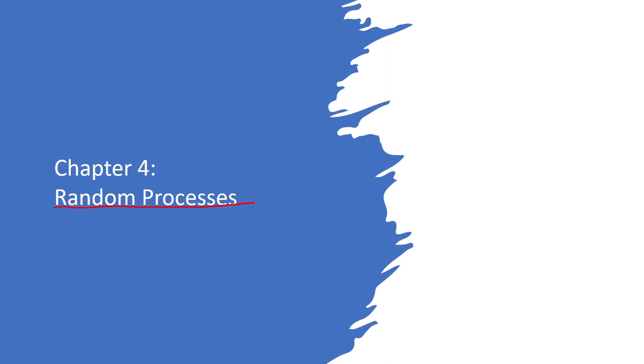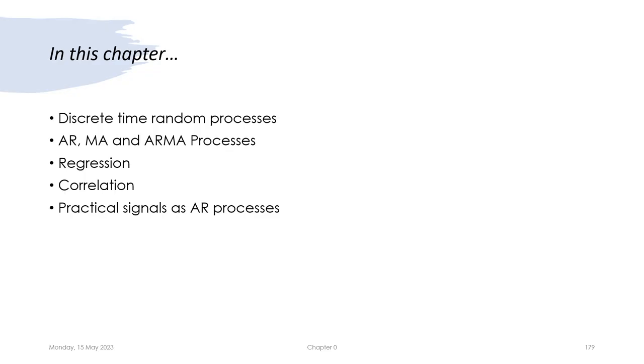So, in this chapter, we will talk about discrete time random processes, or as they are called, random sequences, autoregressive, moving average. So, AR stands for autoregressive and MA stands for moving average random processes.